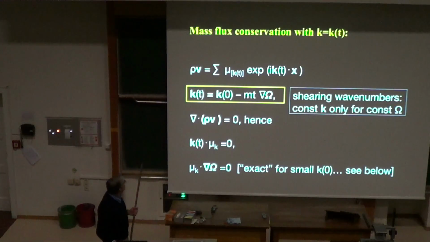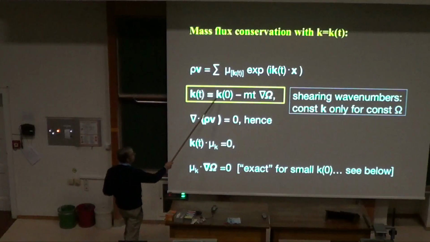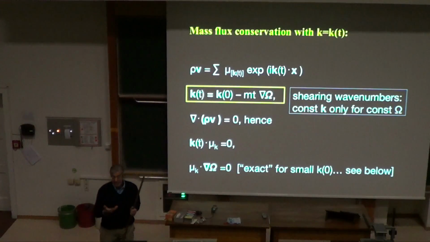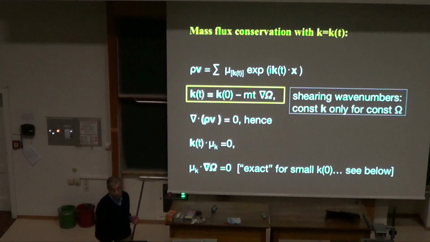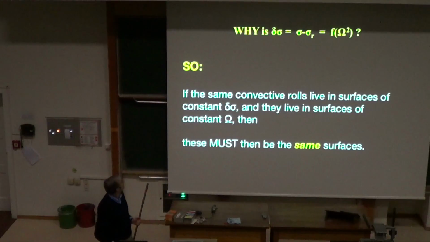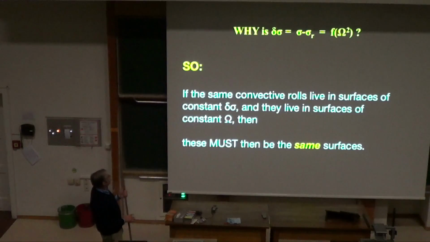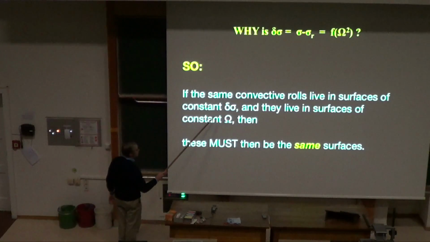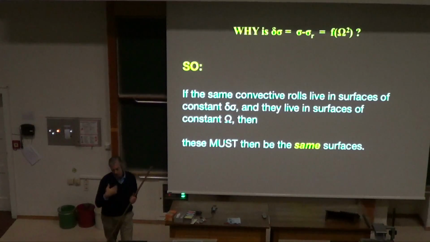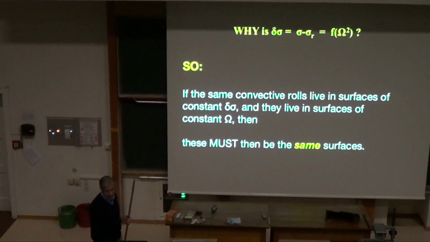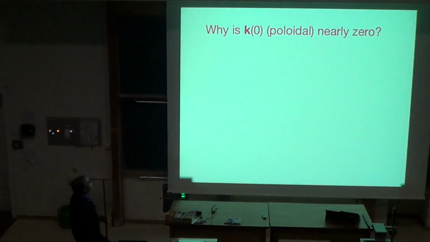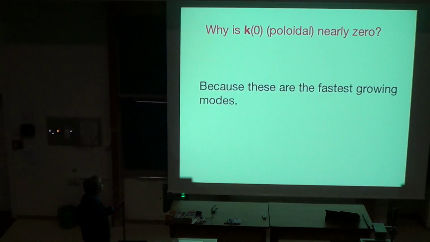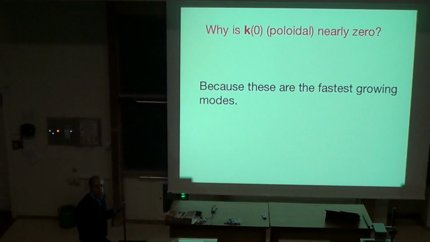Why should the initial K0 be small? That's because that's the fastest growing mode in convection. Getting ahead of myself. If the same convective rolls live in surfaces of constant delta sigma, and they live in surfaces of constant omega, then obviously they're the same surfaces. So this is what I want to close. Why is it nearly 0? These are the fastest growing modes.